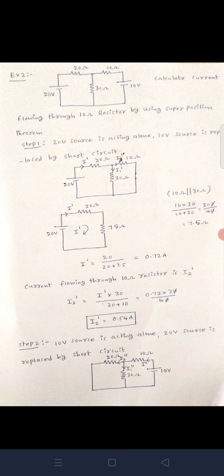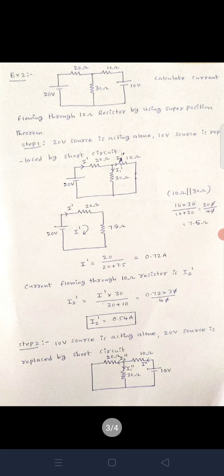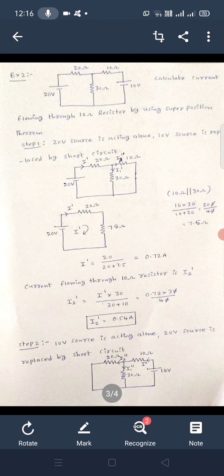Here also we have two sources. These two are the voltage sources, right? In the first case I am considering the 20 volt source acting alone. The remaining 10 volt source is replaced by a short circuit. Assume the total current in the first case is I dash, which is divided into I1 dash and I2 dash. You can see in the figure. First we have to calculate current I dash, then we can calculate current I2 dash.